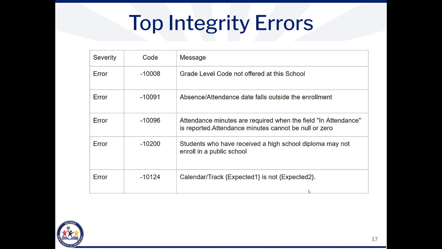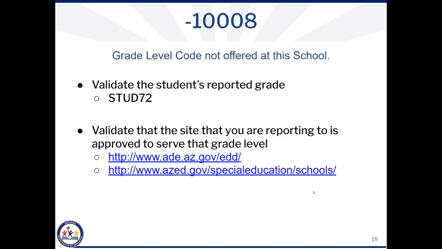The next error code, I'll go over in just a minute. This one is a repeat offender. I've seen this one time and time again, where the absence or attendance falls outside of the enrollment. I'll give you a minute to review those, and we'll go through each one, along with opportunities to resolve them or reports you can look at to help resolve them yourself.